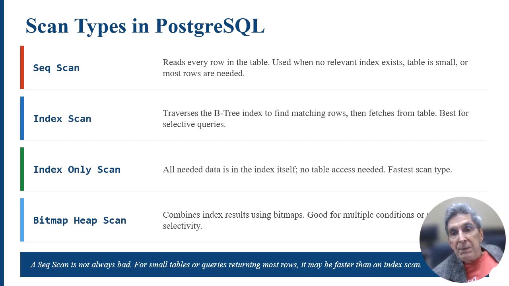And then the bitmap. The bitmap heap scan is a two-step process. First, Postgres scans the index and builds a bitmap of matching rows. Then it uses that bitmap to fetch the rows from the table. This is most efficient when the query matches a moderate number of rows, and is common when multiple index conditions are combined, like with an AND or an OR. What's the key takeaway? Seeing a seq scan does not automatically mean something is wrong. Context matters, but if you see a seq scan on a large table for a selective query, that's an opportunity to improve your optimization.